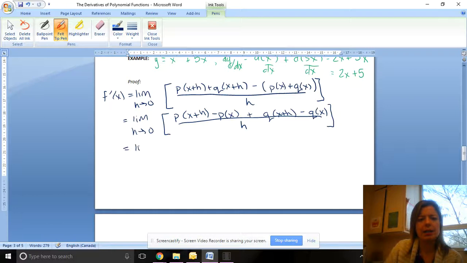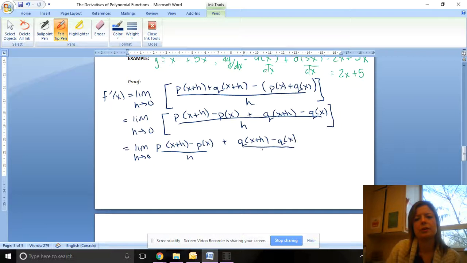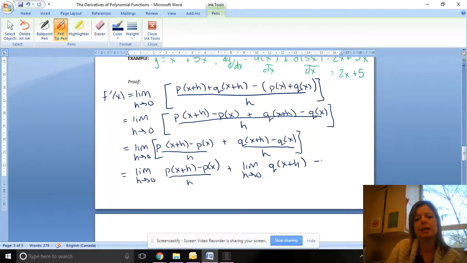Okay, so now I can use my rules of limits to break this into two different fractions. So p at x plus h minus p at x over h plus q at x plus h minus q at x over h. And so now my limits tell me that this is one big limit right now, but I can break it into two smaller limits. So the limit as h approaches 0 of p at x plus h minus p at x all over h, plus the limit as h approaches 0 of q at x plus h minus q at x all over h. So this is just the exact definition of p prime at x, and this is the exact definition of q prime at x. So there we go.